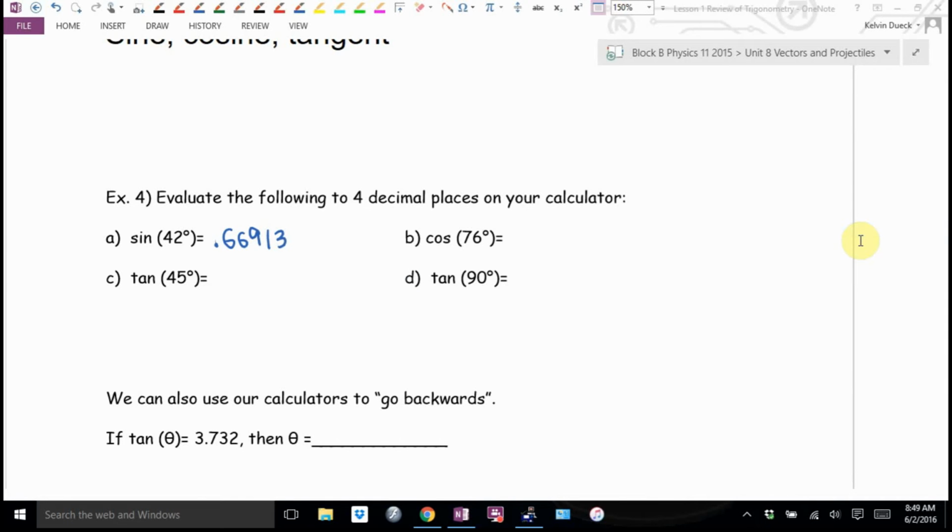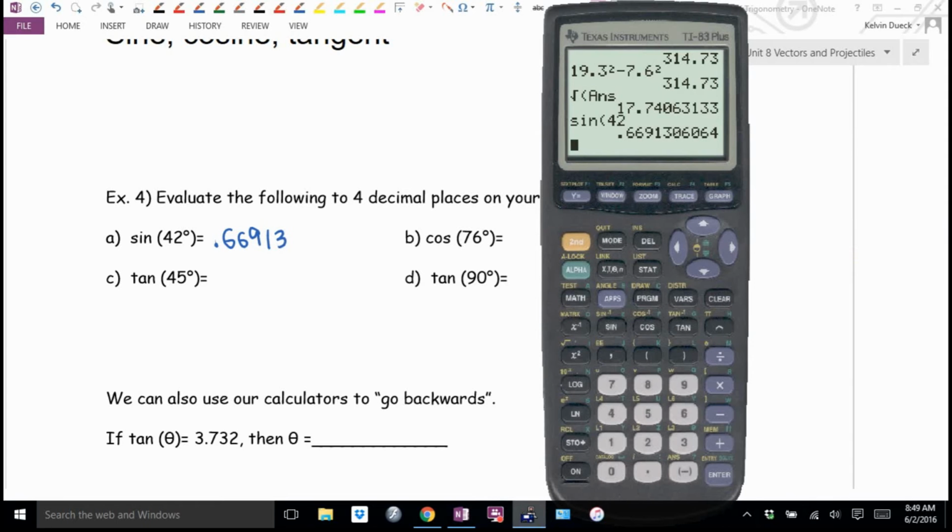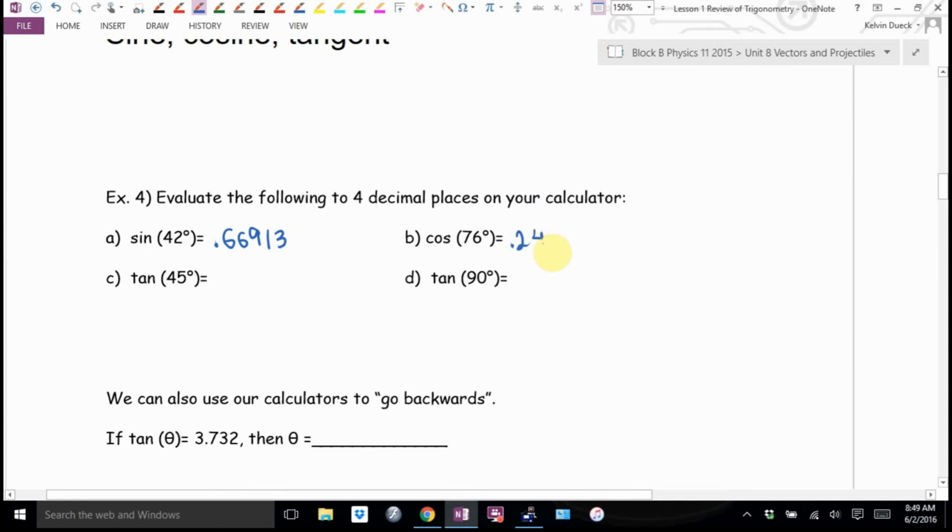Find the cosine of 76, please. 0.24192. And when I'm doing trig, I tend to keep a lot of extra sig figs. I want to be accurate. 0.24192. Tangent of 45. This one I've memorized. Double check me. One. Tangent of 90.